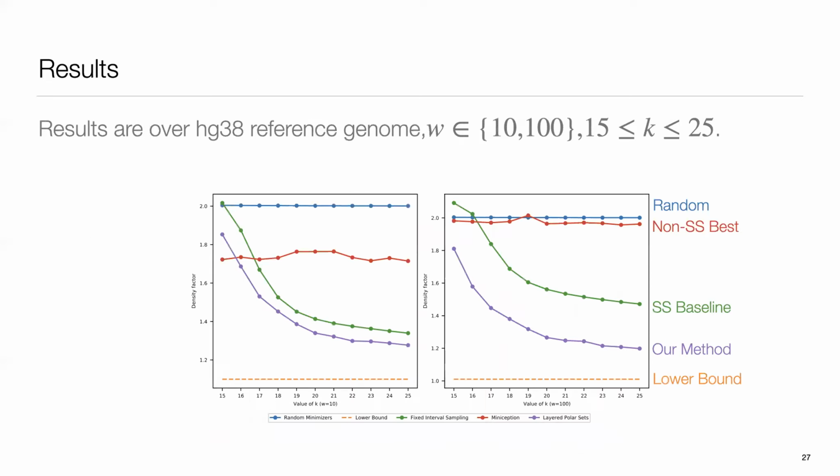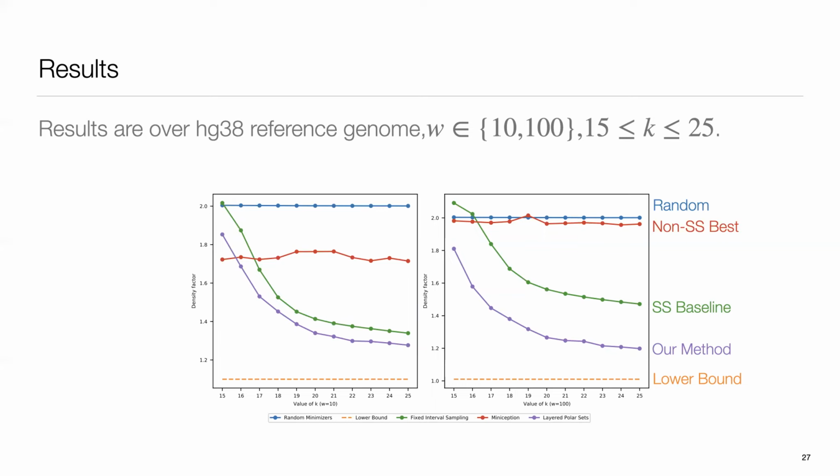Now we can look at the results we get after implementing the layer polar set heuristics. We use 7 layers as a kind of hyperparameter. Here the purple line is what we get from our method, and the orange line is the lower bound we have mentioned before. Consistent with our previous observation, with current non-sequence specific methods, you don't get to be much better than a random minimizer.